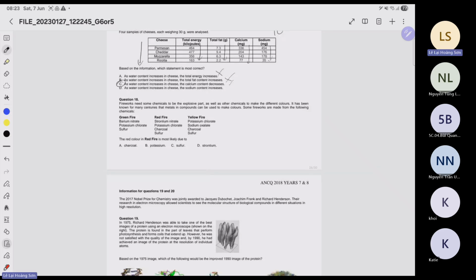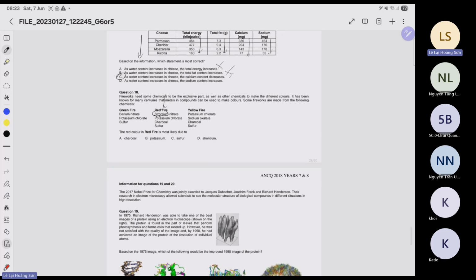Firework, red fire is due to. Okay, let's take a look at red fire. We have strontium nitrate, potassium chlorate, charcoal, sulfur. All right, so you need to see the difference between these colors, right? Green, red, and yellow. Choose the thing that is only available in red, but not available in yellow, right? Strontium. Okay, I don't see strontium over there. Okay, skip that. Nitrate.